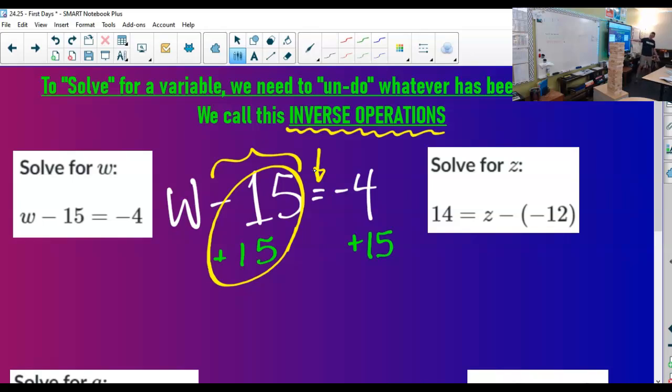What's negative 15 plus 15? Zero. So this becomes W. Careful. Negative 4 plus 15. 11.